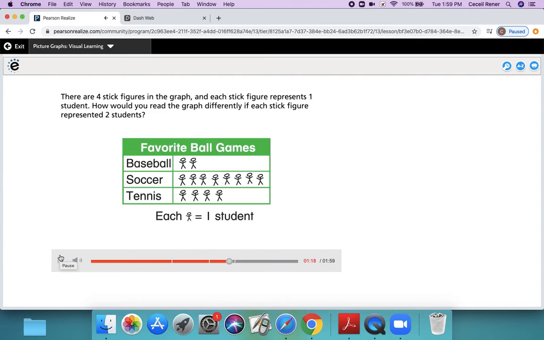How would you read the graph differently if each stick figure represented 2 students? Okay, so how many students would like tennis if each stick figure represented 2 students? Then we would have to count by 2s. So let's count by 2s. It would be 2, 4, 6, 8. Okay, so 8 students would like tennis. How many students would like soccer?